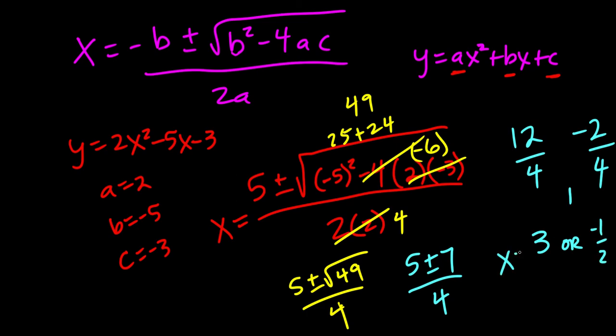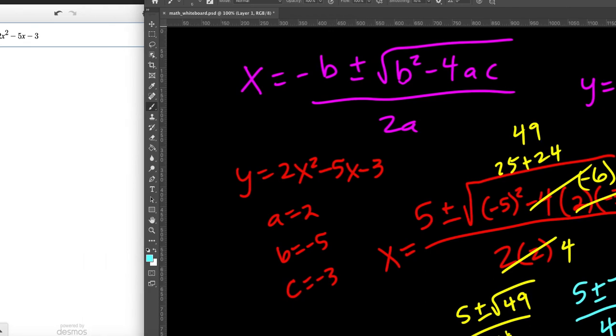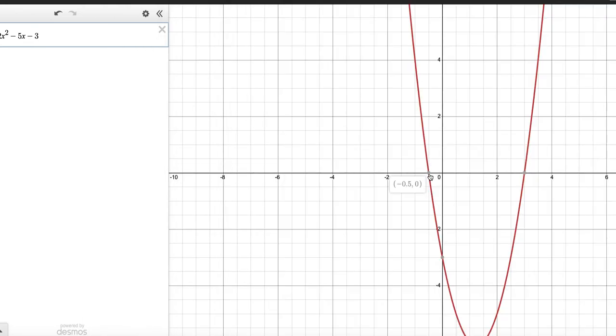And if you remember from the beginning of the video, I showed you that's where that crossed. So it's 3 and negative 1/2. And so if we go back there, we have negative 1/2 and 3.